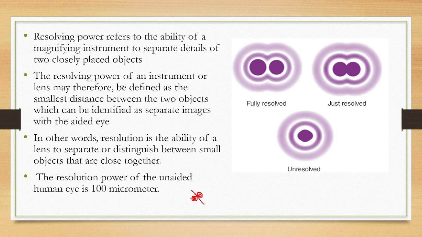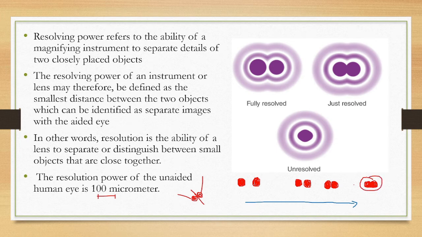So to see them as two images, the minimum distance between them should be 100 micrometer, below which you cannot see them as two images. So the resolving power of the unaided human eye is 100 micrometer. So these are the different images. This is two images that you cannot see as two separate images. It's just resolving, and there is a clear separation, and this is completely resolved. As it goes down, the resolving power decreases. As it goes up, it gets completely resolved.